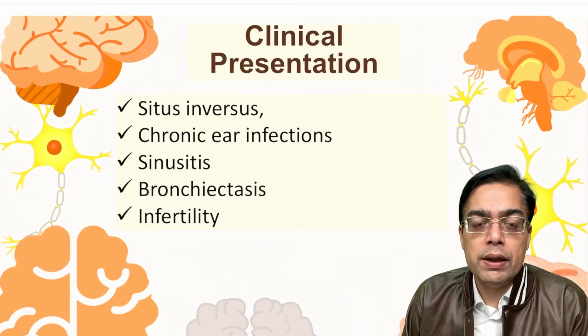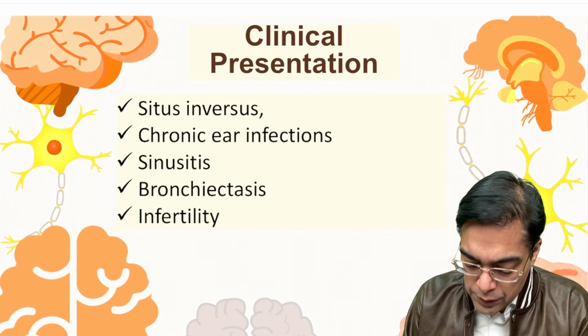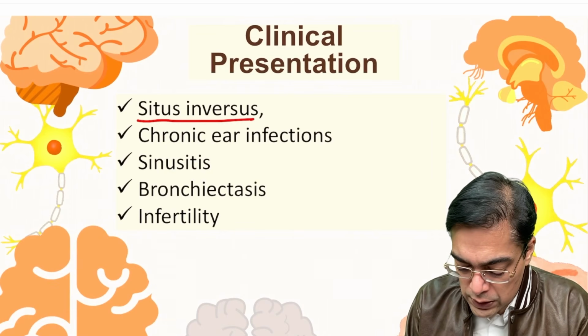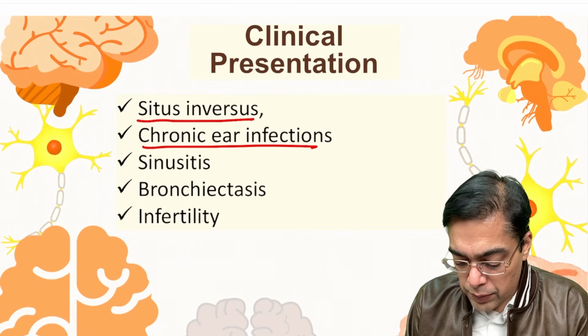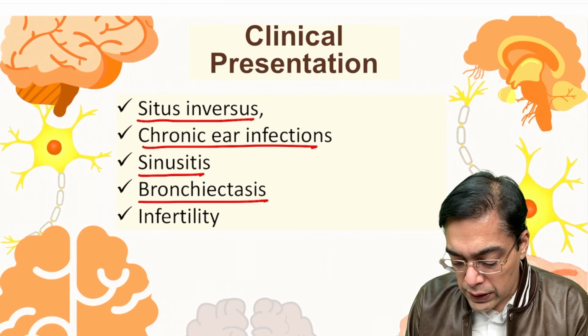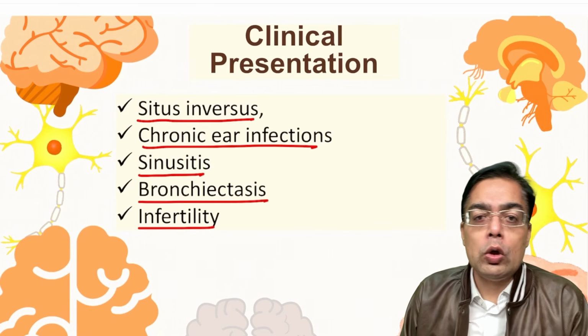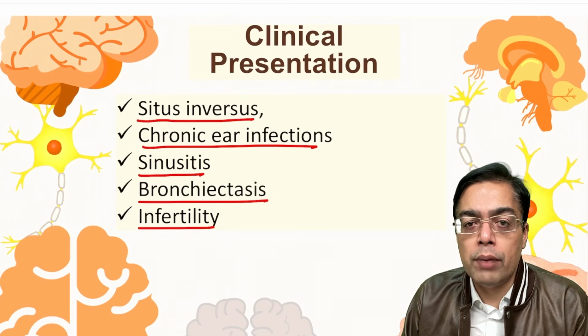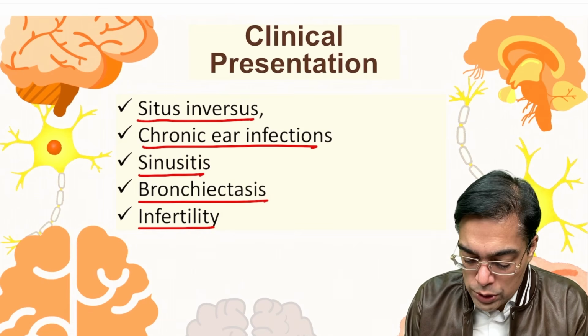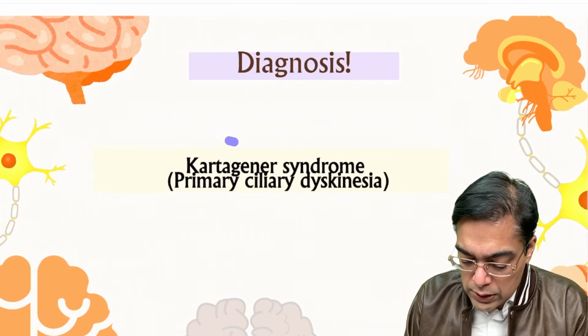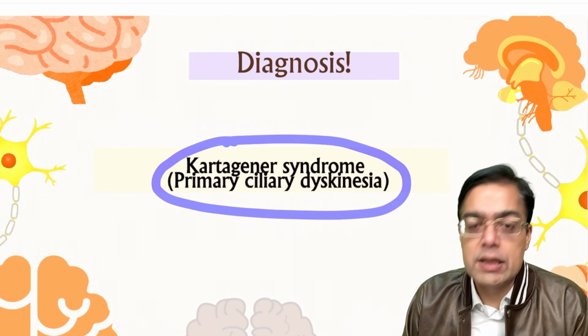The first one is a clinical presentation which will make a mention of the fact the patient is going to be having the presence of situs inversus, chronic ear infections, presence of sinusitis, presence of bronchiectasis and infertility. Now, combination of these features would surely be reminding you of a condition which is going to be given the name of Kartagener syndrome or primary ciliary dyskinesia.